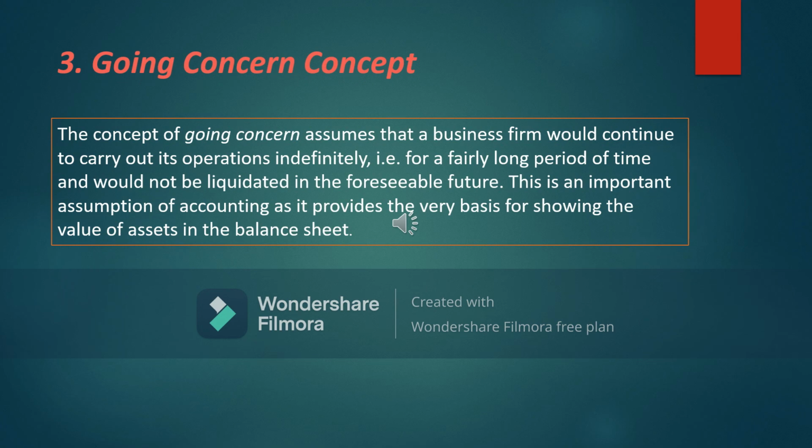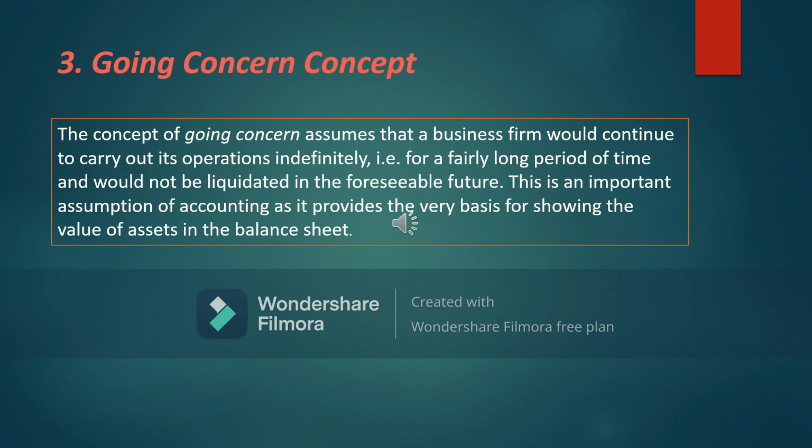The third concept is the going concern concept. Going means which will go on in future, keeping in mind that if we are running a business, it will be a going concern and will not stop in the near future. The concept of going concern assumes that a business firm would continue to carry out its operations indefinitely, that is, for a fairly long period of time.